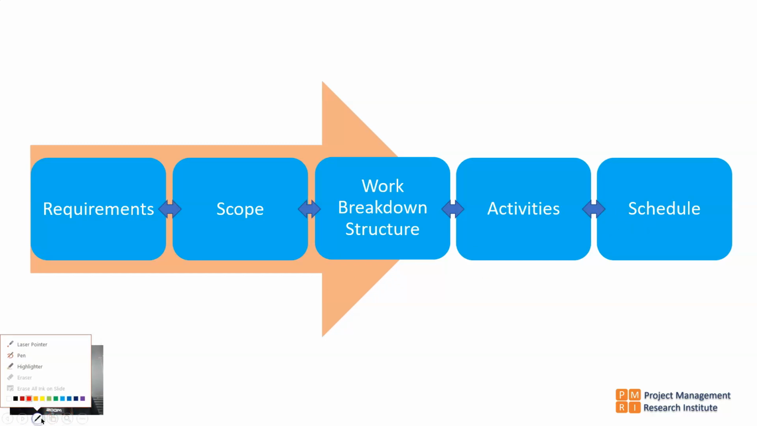So we started with requirements collection, then we defined the scope, and now we are decomposing the scope into a work breakdown structure. The work packages, which are the lowest level in the work breakdown structure, get decomposed into activities, and based on the dependencies of the activities we sequence them, and then we arrive at the schedule. So this is the sequence.